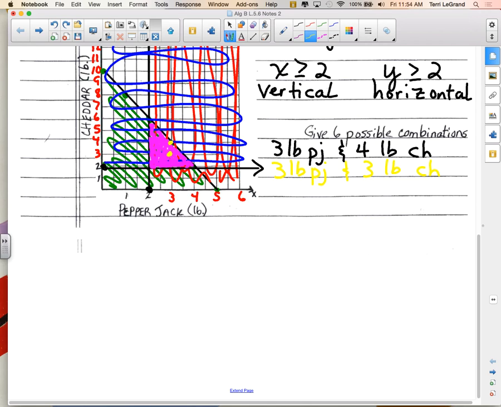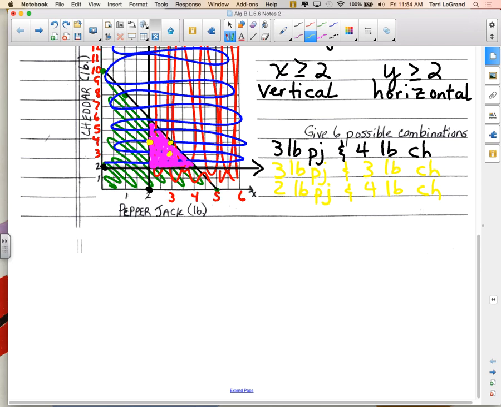Okay, let's be creative. Does she have to buy them in exact pounds? No. She's going to the deli case where they'll cut out whatever you want. Okay, what's another choice then? Michaela? 2 pounds of pepper jack and 4 pounds of cheddar. I wrote it before I checked it here. Yeah, it's right there on that boundary line, isn't it?